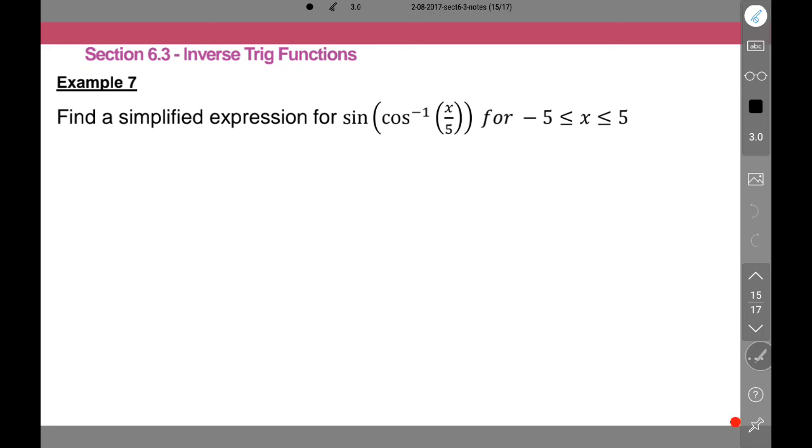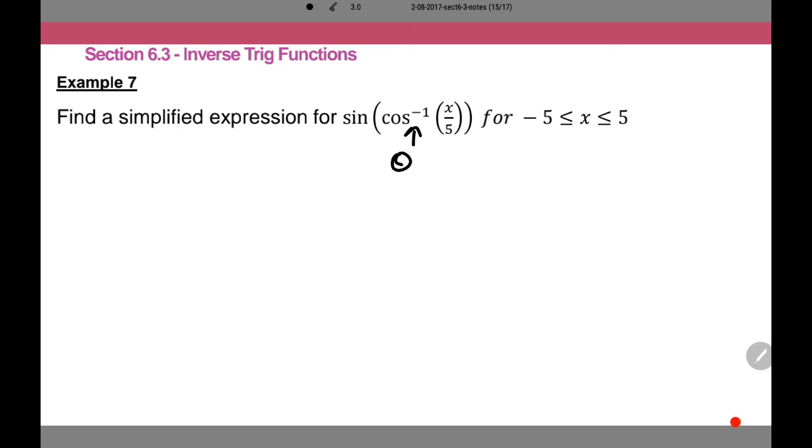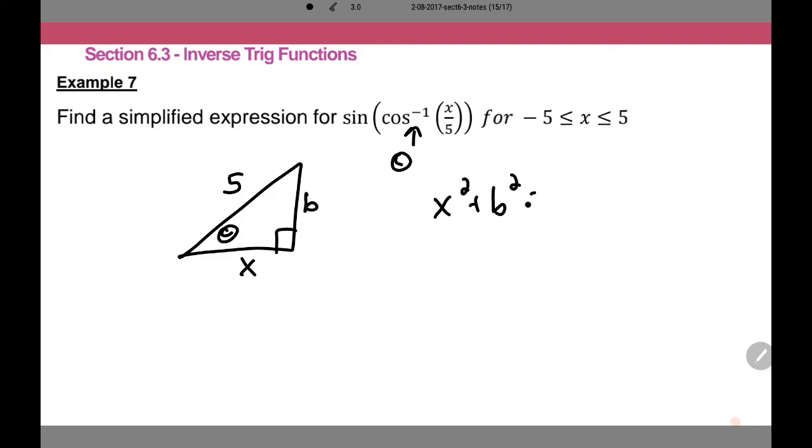All right, same kind of idea here. So we want to find a simplified expression for this sine of the inverse cosine of x over 5. Now, we're going to start with this being theta. Because if I do the inverse cosine of an expression, that gives me the angle. So if I draw a right triangle, here's theta. That means x is my adjacent side, 5 is my hypotenuse. I need to find my third side using Pythagorean theorem. So I'm going to do x squared plus b squared equals 5 squared. And we're going to solve this for b squared.